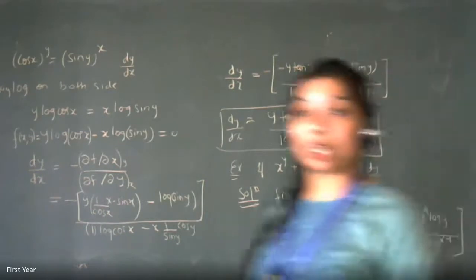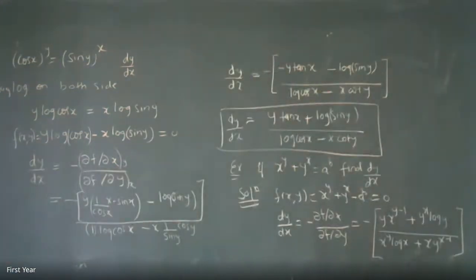Few students have got the answer. y x raised to y minus 1 plus x raised to y log y, divided by x raised to y log x plus, correct. That's the answer. Is it okay, everyone? Yes, ma'am.